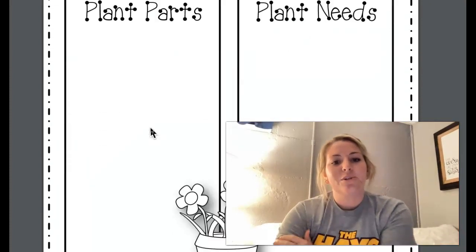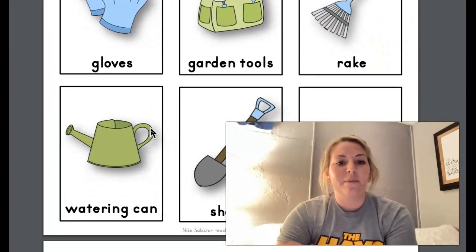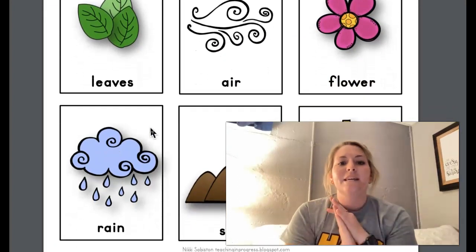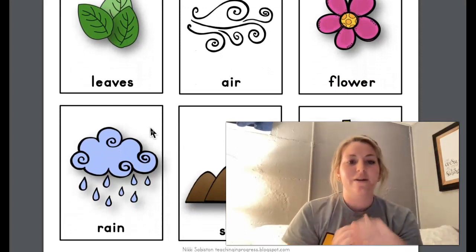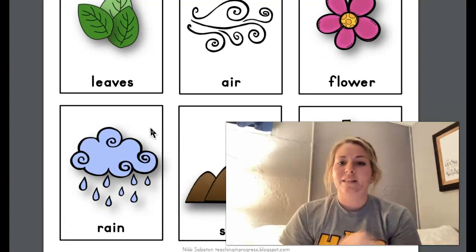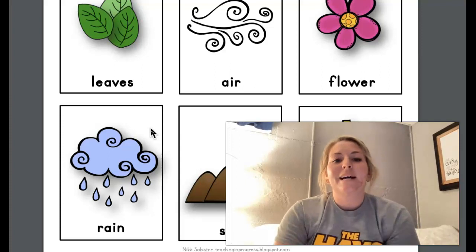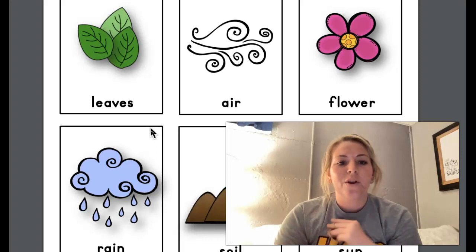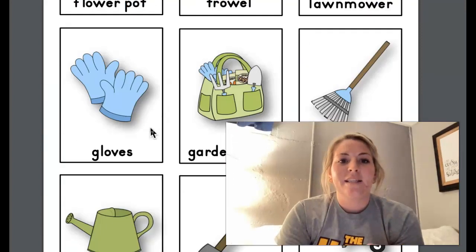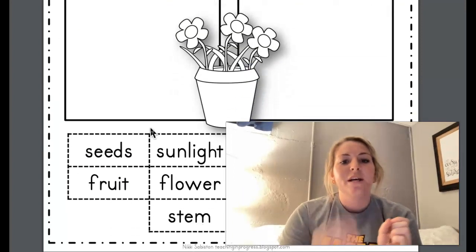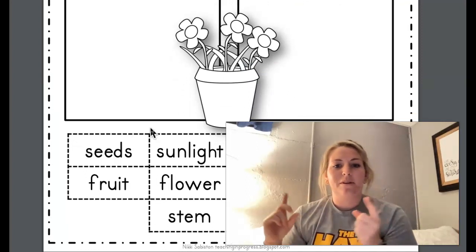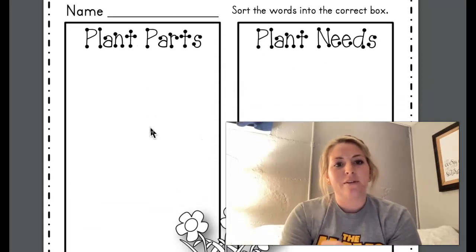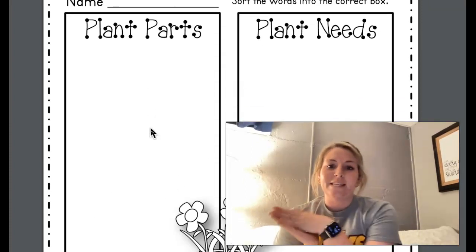And then another thing I would do with the parts of a plant is teach them about, there it is, the needs of a plant to survive. So the air and rain, the sun, the soil, things like that. And I would do those in the exact same way because there's also these cards on here for those. And then this worksheet is where you would cut out these words, and you would glue them in the right spot between the parts of a plant and the needs of a plant.